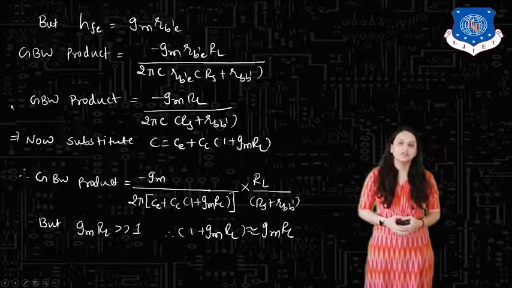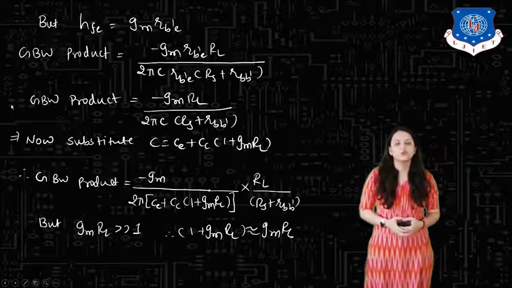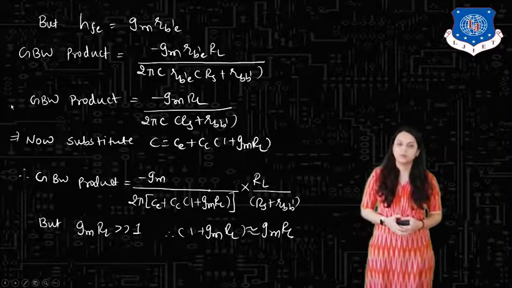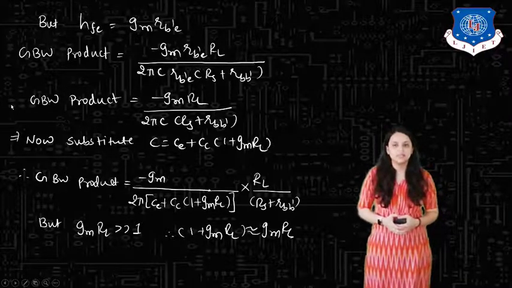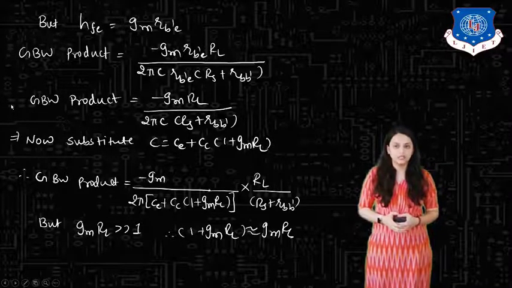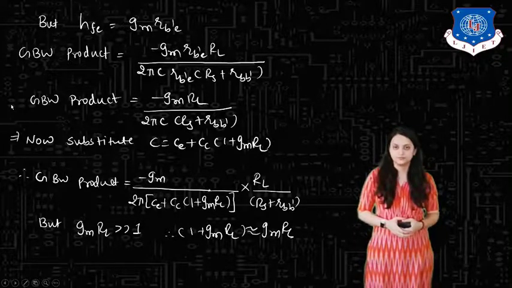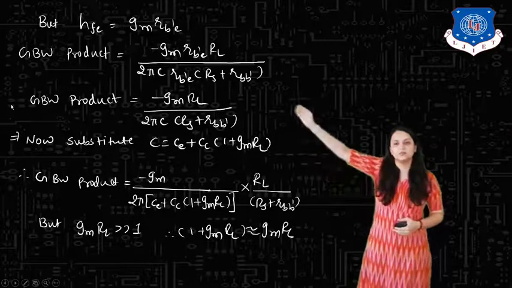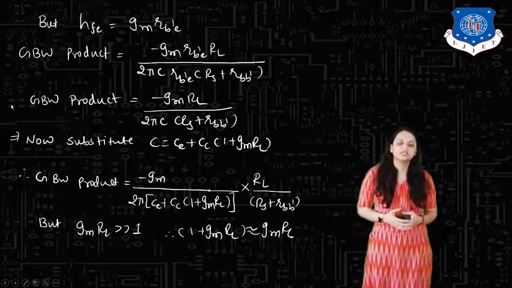But hfe equals what? gm into rb'e. So the GBW product is given as minus gm rb'e into RL divided by 2 pi C rb'e into Rs plus rbb'. So our GBW product is given as minus gm into RL upon 2 pi C into Rs plus rbb'.